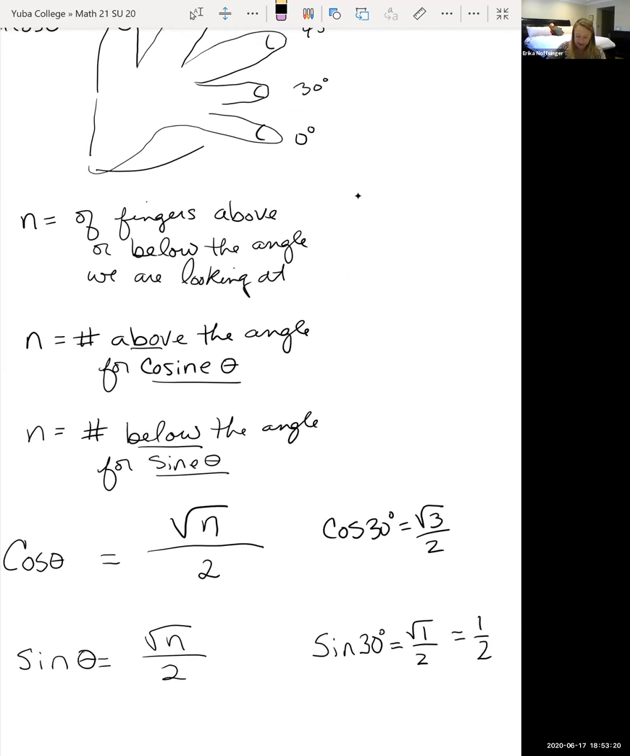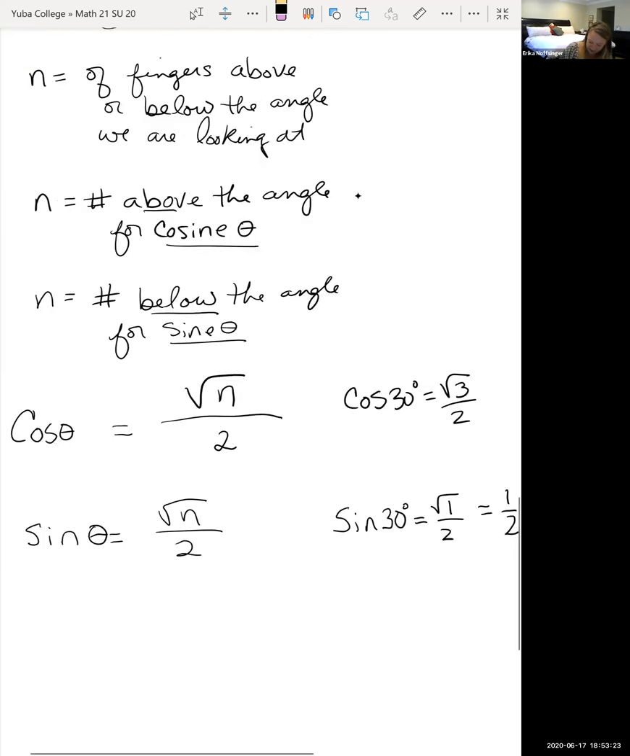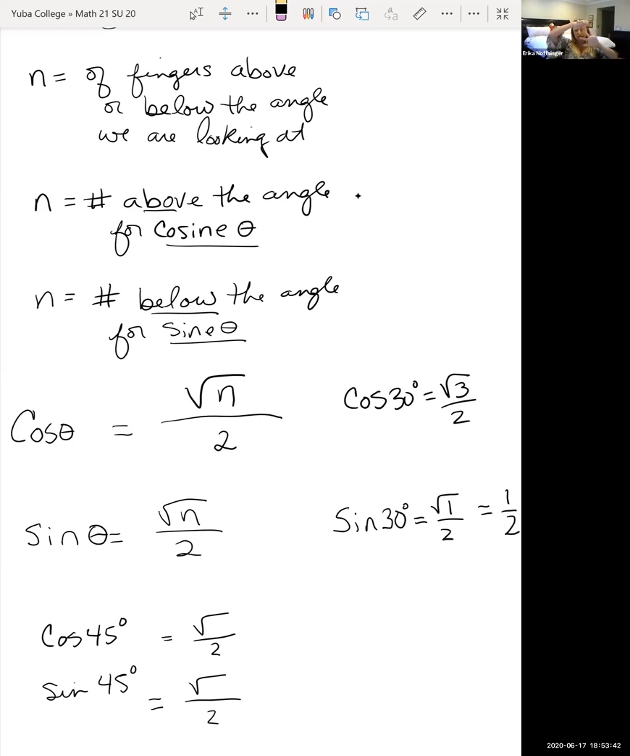If I look at cosine and sine of 45 degrees, it's the number of fingers above for cosine, number of fingers below for sine. So 45 degrees, we have 0, 30, 45 degrees is here. And so there's 2 fingers above 45 and there's 2 fingers below 45. So this would be root 2 over 2, and this is root 2 over 2. Kind of cool, huh? Cosine is 60 degrees, sine is 60 degrees.